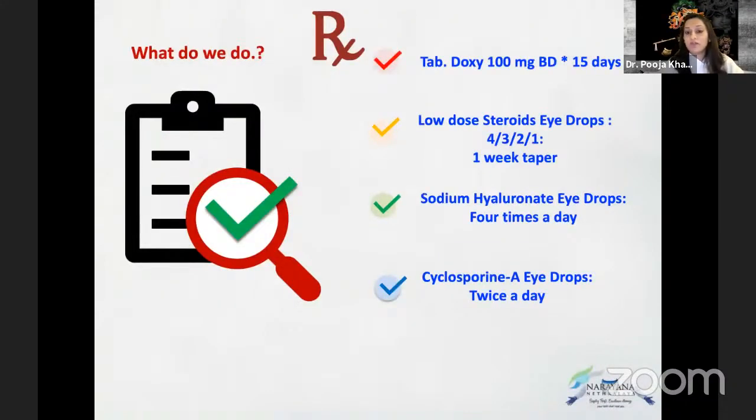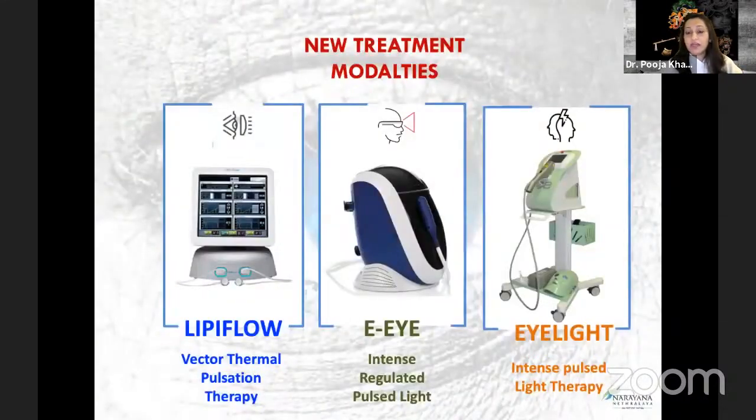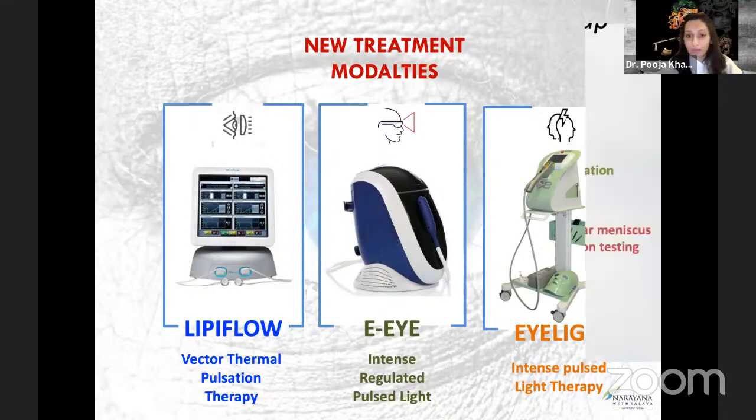What we do here is, if preoperatively we find that the patient has ocular surface issues, then we treat the patient aggressively, wait for 4 to 6 weeks, and then take the patient up for surgery for optimal outcomes. If it's on the higher side, we do one of the newer treatment modalities like vector pulsation therapy or intense pulse light therapy, in addition to the conventional management to help the patient overcome and have an optimal outcome post surgery.